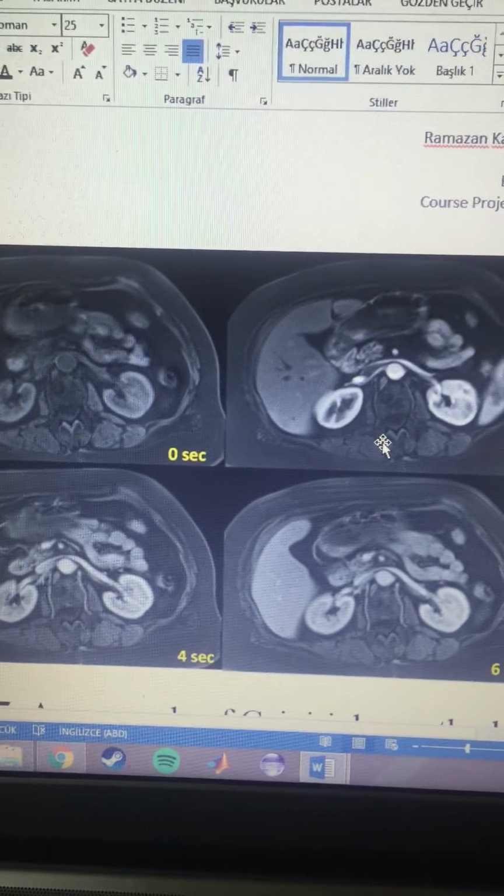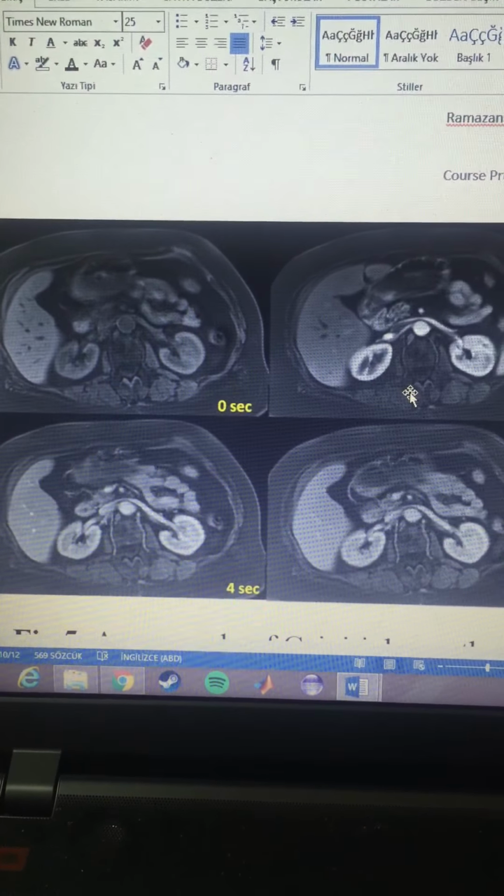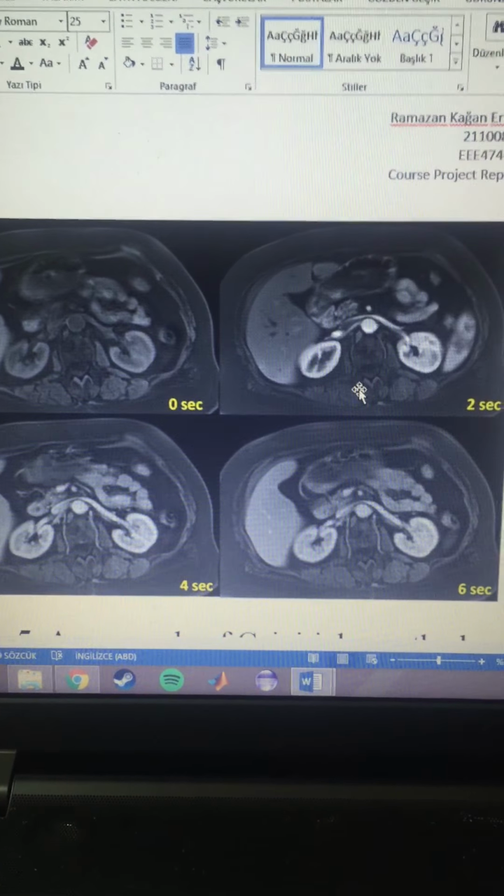Now I'm going to show some different types of breath-hold images and how they look. On the left, 0 and 4 second breath holds, and on the right, 2 and 6 second breath holds can be seen.